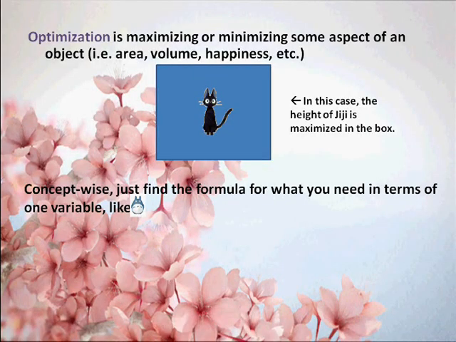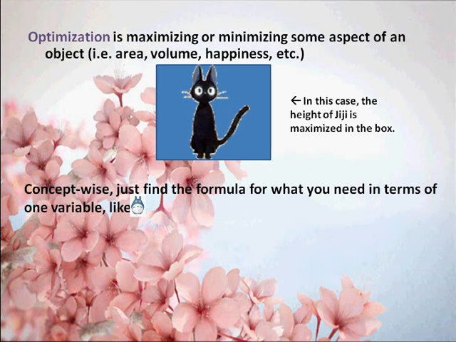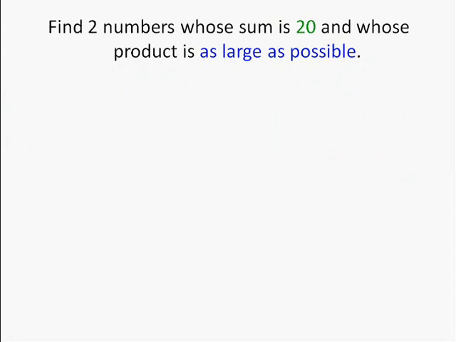So now it's optimization. Yay! It's basically maximizing or minimizing something like area, volume, happiness, sadness, etc. So in this example or picture here, Gigi's height is maximized. Look! Gigi got fatter! I'm not fat! Anyways, we just find out the formula for what you need in terms of one variable, like Totoro here. So let's do another example.